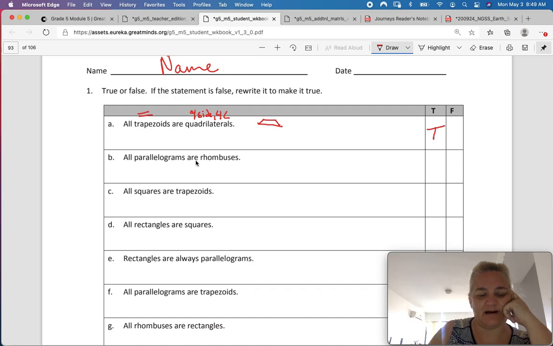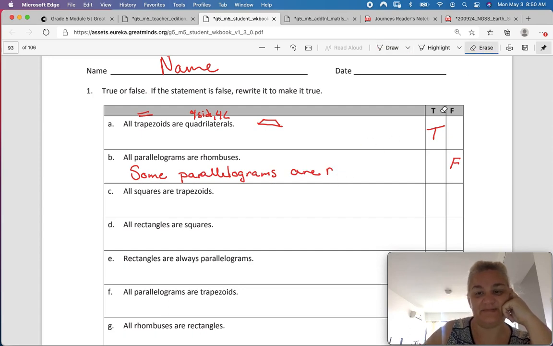All parallelograms are rhombuses. Okay, so a parallelogram has 2 sets of parallel sides. It doesn't matter what their length is, and it doesn't matter what their angles are. It just has to have 2 sets of parallel sides. But a rhombus has to have all sides equal. So this is going to be false because some parallelograms are rhombuses, but not all parallelograms are rhombuses, okay? So I'm going to rewrite this sentence to make it true. Some parallelograms are rhombuses.